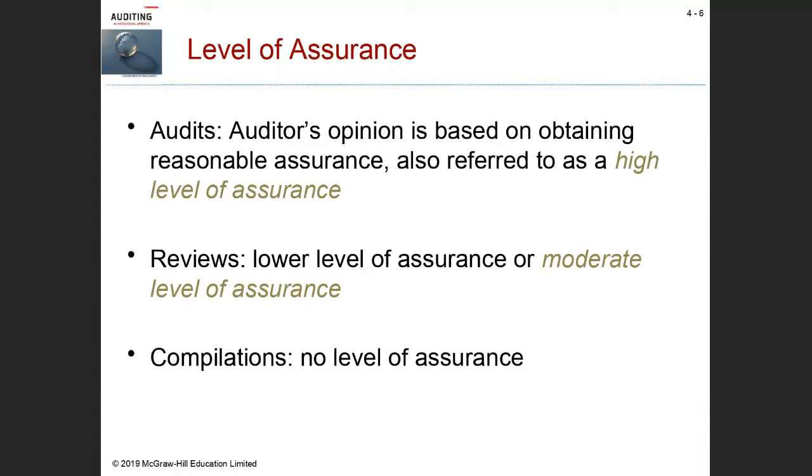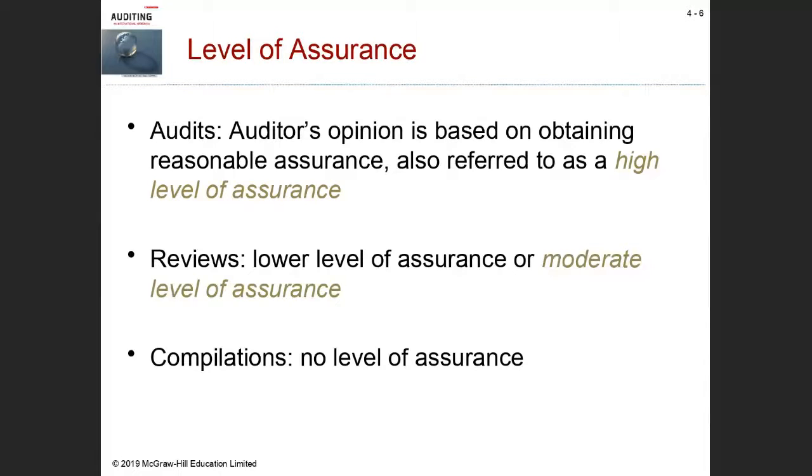The second type of engagement that they might do is called a review engagement. Much less work is done. Again, we'll talk about this at the end of the course. A lot less work is done. It's much cheaper for the client in terms of a review engagement. But the consequence of that is the auditors will give a lower level of assurance, what they call a moderate level.